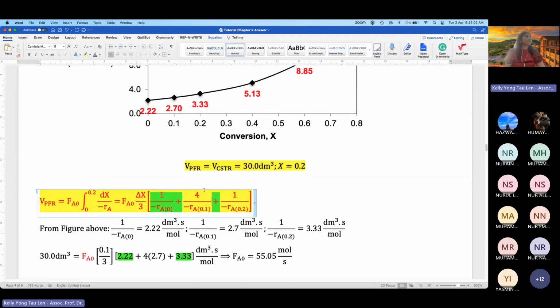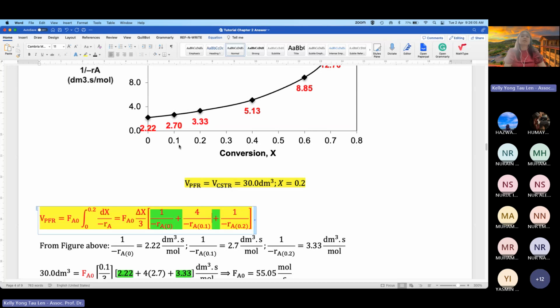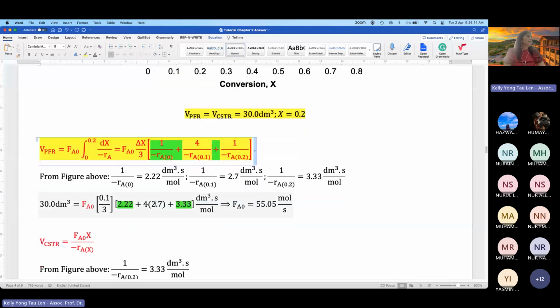Again, you go to the Levenspiel plot, and you can see that when my x is 0.1, my 1 over minus RA is 2.7. So I directly substitute 2.7, but don't forget we have the 4. The formula has a 4, so it becomes 4 multiplied by 2.7. I hope you don't forget this part. Sometimes students tend to forget the 4 in the equation.